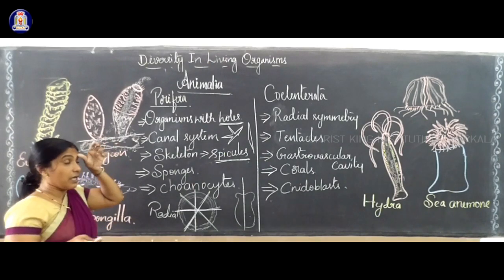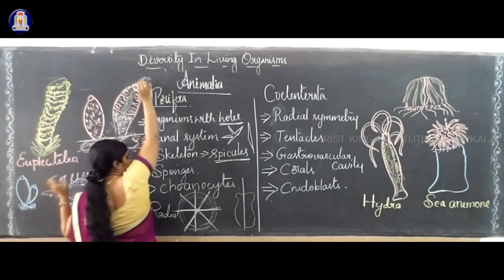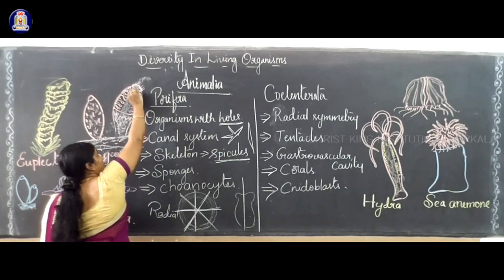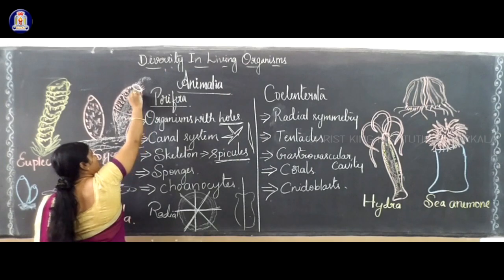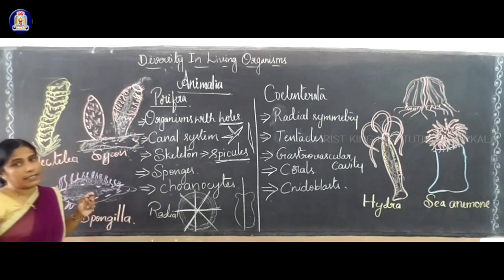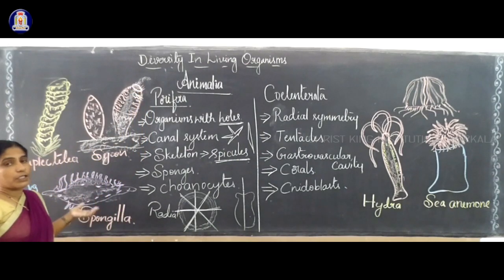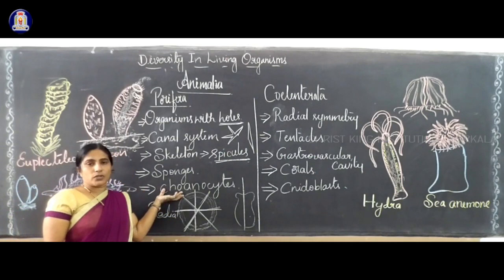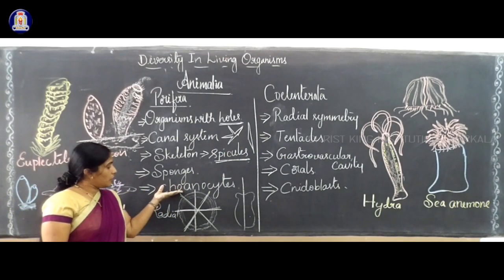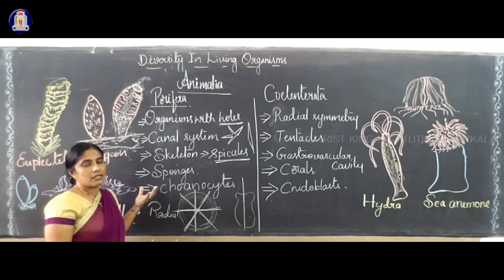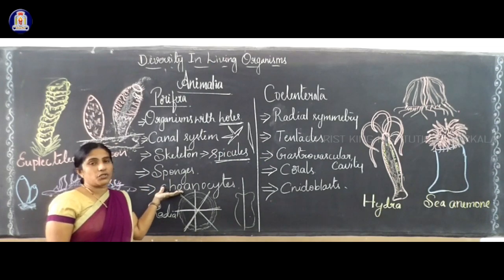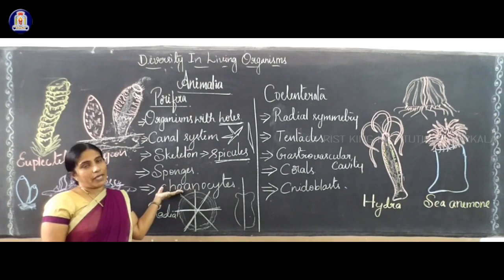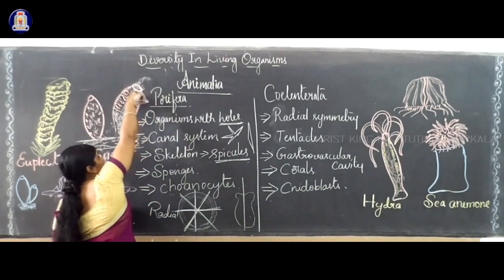Next, for digestion, there is a structure called chylocytes in between. These will absorb the food and then it will be digested. So there is no special digestive system like in our body. There is a system called chylocytes, and using this they digest the food. So nutrition takes place with the help of chylocytes.